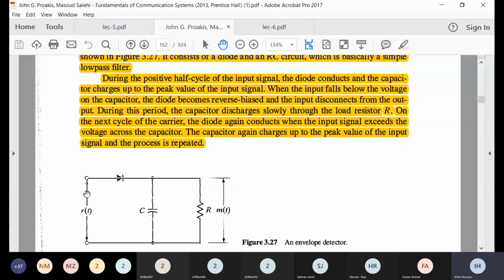What happens in the positive cycle is that the diode conducts and the capacitor charges. But once the input voltage drops below the capacitor voltage, the diode will not conduct, and there is no more charging of the capacitor. The capacitor starts to discharge across the resistor. As it discharges, once its voltage becomes less than the incoming voltage, it again starts to charge. So this charging and discharging goes on and on.